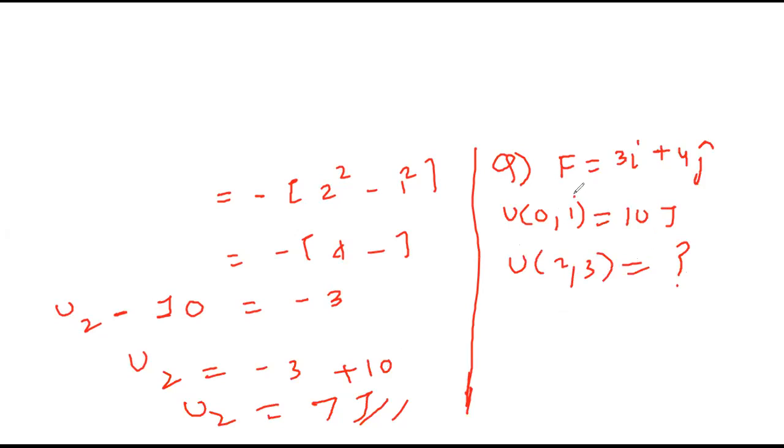Next question is, if F is in two components, 3i plus 4j, U at (0, 1) is 10 and U at (2, 3) will be how much? This is the question. First you write down, then I'm explaining how to do. At least write that final minus initial energy is minus of work done against a conservative force.